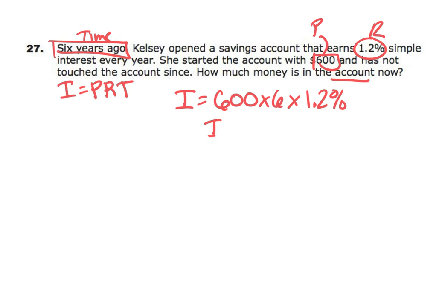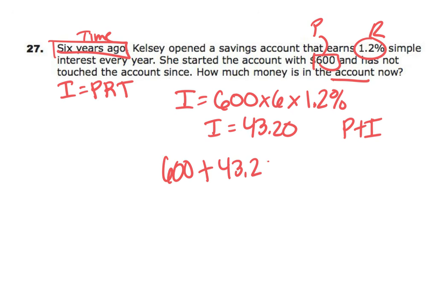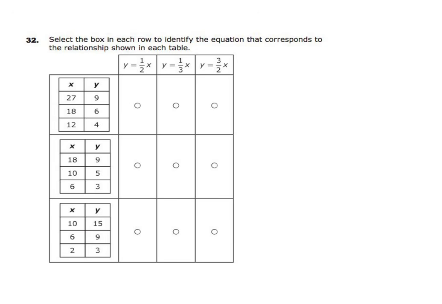So my interest equals $43.20. We're going to take the principal, so you're going to take the P plus the I to get how much is in the account now. So my principal is $600 plus my interest of $43.20, and that is going to give me $643.20.